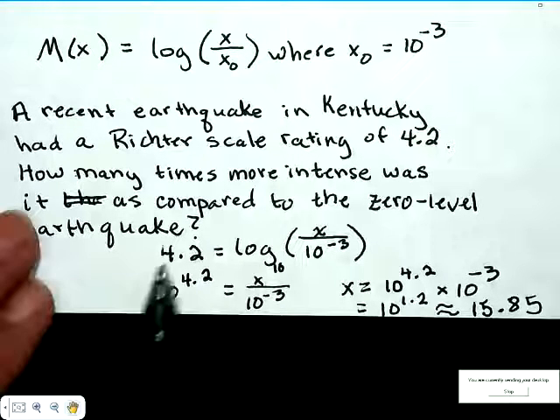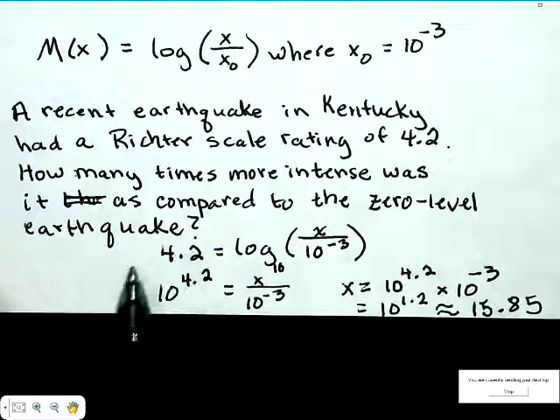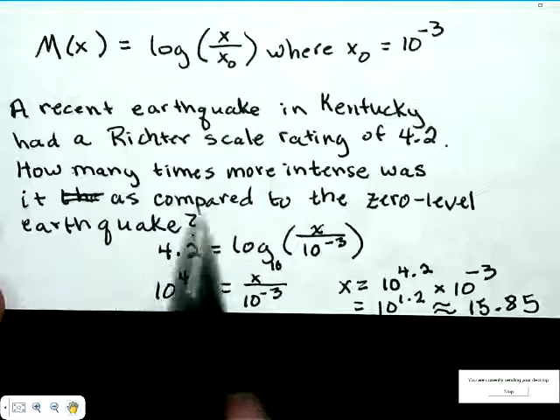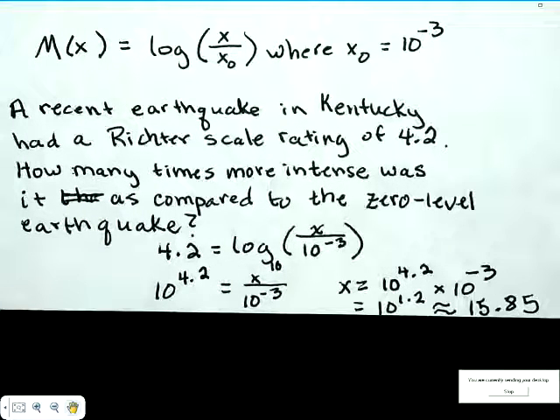This 4.2 is, let's see, 10 to the 4.2 would be over 10,000 times what's going on in your driveway in the normal day. That sounds more like it. 15,000 times the rumbling that's going on in your driveway in a normal day. That's more what I was expecting.